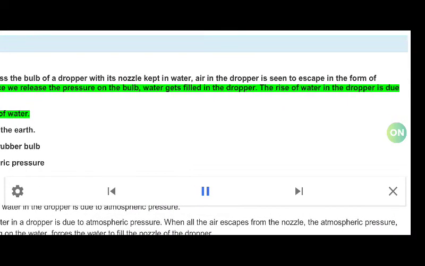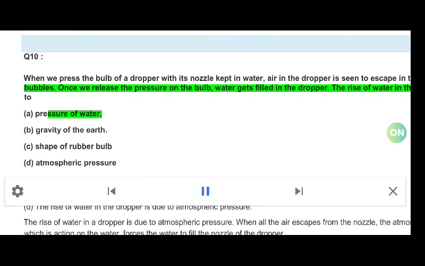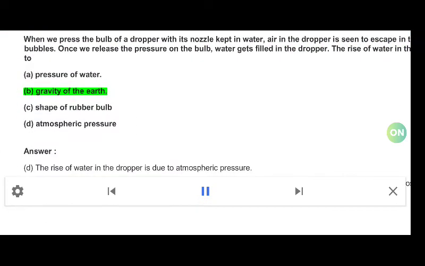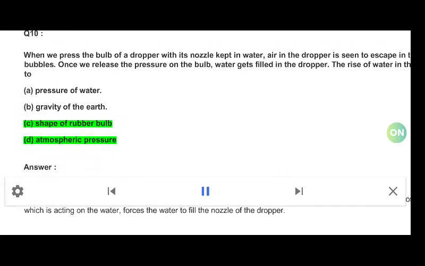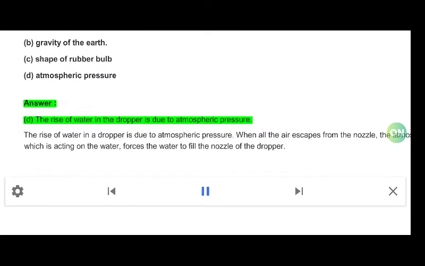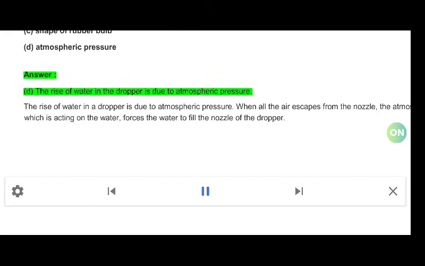The rise of water in the dropper is due to A. Pressure of water. B. Gravity of the earth. C. Shape of rubber bulb. D. Atmospheric pressure. Answer D. The rise of water in the dropper is due to atmospheric pressure.